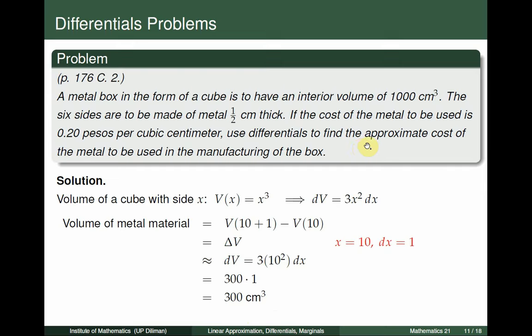What do we want again? We want the approximate cost of the metal. So that means we have to multiply 0.20 by 300. So the approximate cost of the metal is 0.20 times 300, which is 60 pesos. And that's it. So let's take a moment to digest the solution first. Let's move on to the next problem.